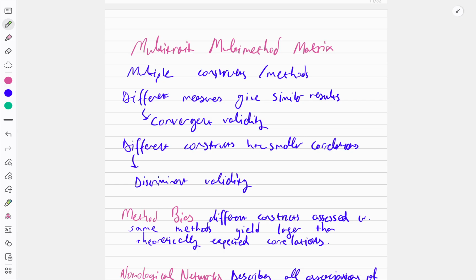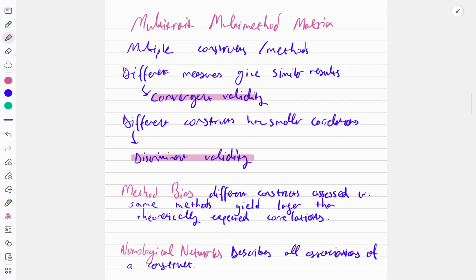And when they give similar results, what this means is convergent validity. And different constructs, when they have smaller correlations, this gives us discriminant validity. And in a multi-trait, multi-method matrix, we're combining those things, and we may have method bias, which is different constructs assessed with the same methods yielding larger than theoretically expected correlations because of method biases. This may happen.